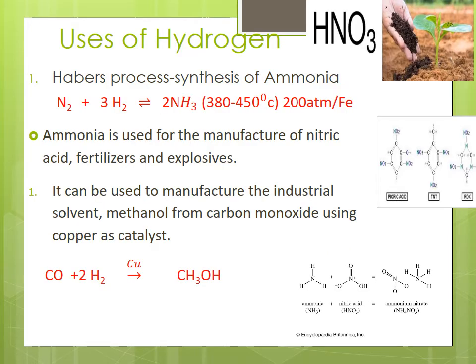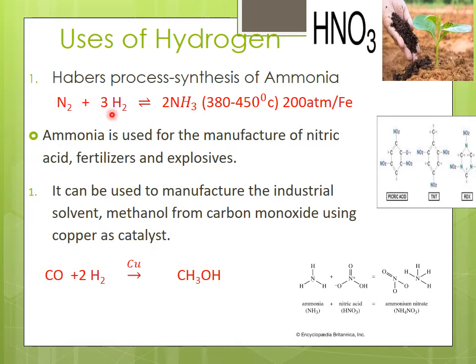Uses of hydrogen. Over 90% of hydrogen produced in the industry is used for synthetic applications. That means it's used to synthesize new compounds. One example under synthesis is Haber's process. Haber's process is used to synthesize ammonia, with the formula NH3, which is obtained by treating nitrogen and hydrogen.